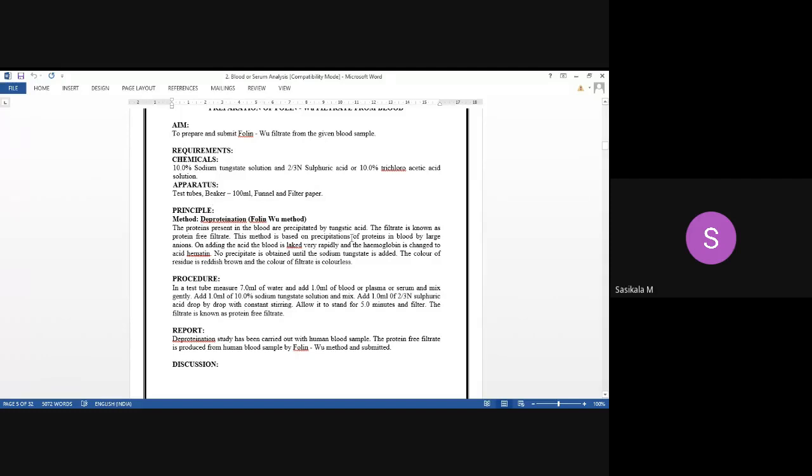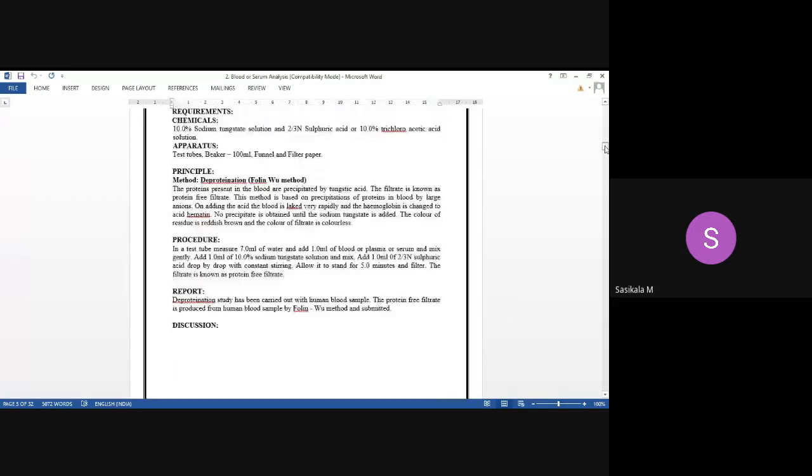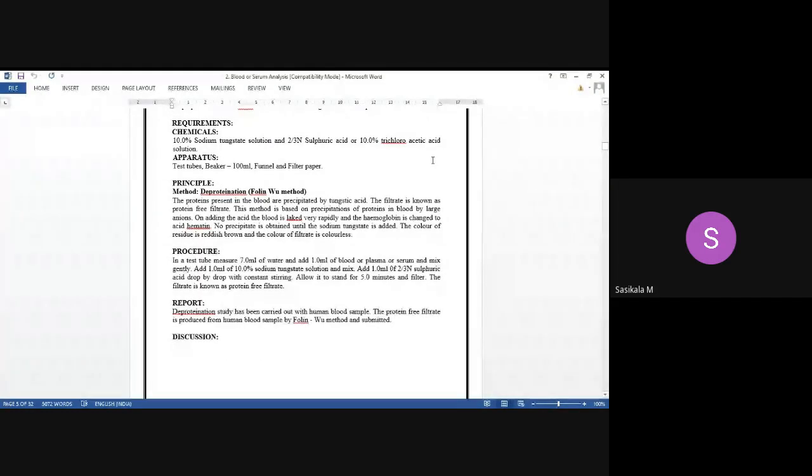Okay, so once the proteins are precipitated, the residue will appear like reddish brown color and you will be getting colorless filtrate. How the filtrate appears means, let me show you after this explanation, how the color of filtrate and the residue will appear. So before filtration, how it will be, protein free filtrate, how it appears will be shown from the picture.